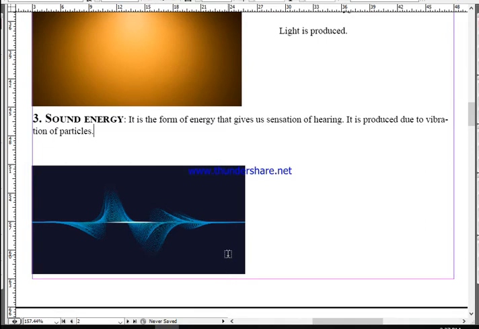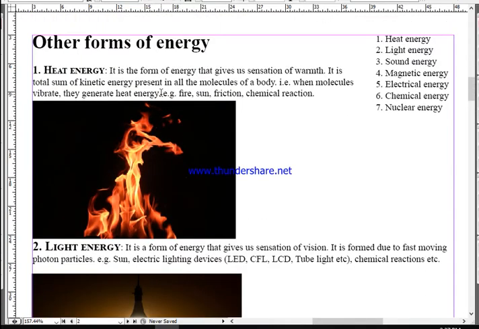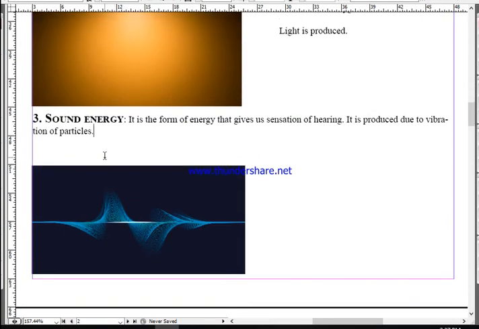Now look here, heat energy is also produced by vibration of particles. When molecules vibrate they generate heat energy, and sound energy is also produced in the same manner. That is why sound producing devices usually produce heat energy as well, due to vibration of particles.